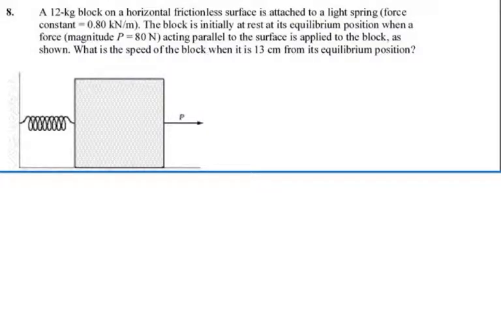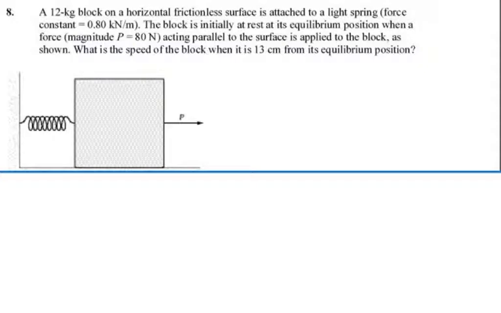Here's problem number 8, sample test. A 12 kilogram block on a horizontal frictionless surface is attached to a light spring, force constant 0.8 kilonewtons per meter. The block is initially at rest at equilibrium position when a force, magnitude P equal to 80 newtons, acting parallel to the surface is applied to the block, as shown. What is the speed of the block when it is 13 centimeters from its equilibrium position?